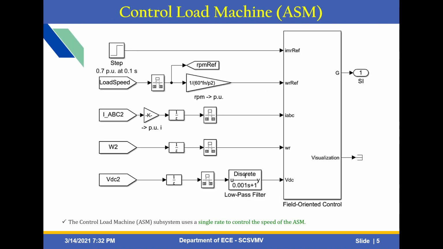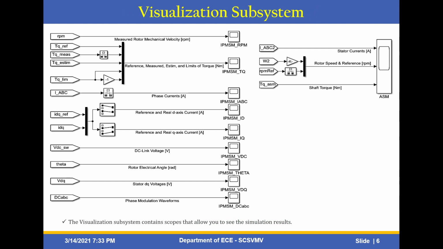Then the second subsystem is called the asynchronous machine, that is the ASM control load machine diagram. Here a field oriented control block is implemented. This control load machine subsystem uses a single rate to control the speed of the ASM. Then the next one is the visualization subsystem.